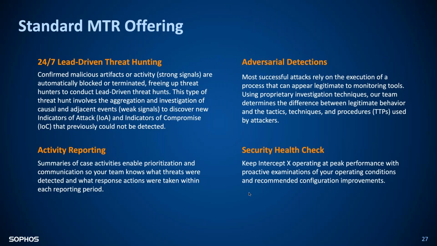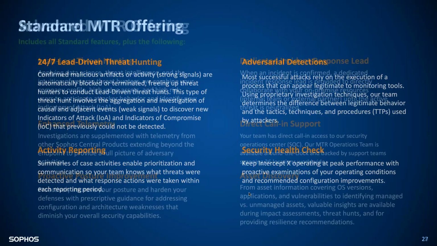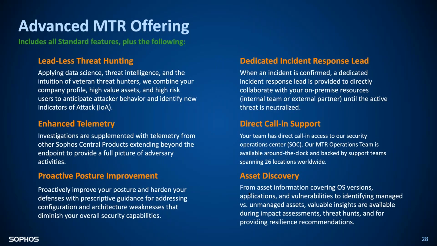And then we also do things like health checks, to make sure you're not making any silly mistakes, as well as a few other bits there. But then the advanced offering is where you get all of the standard stuff, but you also get leadless threat hunting. That is when we're not going by the stuff that has come up to us. That is when we are just looking at your console, looking at everything we're seeing, and looking at everything that's maybe happening in the world, you know, with vulnerabilities and stuff, and we just start looking, basically, and we try and find anything that hasn't been identified as a possible threat, and we investigate it.